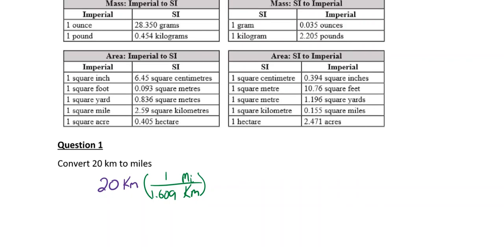All right, so this is looking good because our kilometers cancel, right? That was the whole goal there. And the only unit I have left is miles. Now, if the number is in the bottom, what are we going to do? We're going to multiply or we're going to divide? We're going to divide, right? If it's in the bottom, then we're just going to go 20 divided by 1.609. So I'll get out my calculator. 20 divided by 1.609 is 12.43 miles.